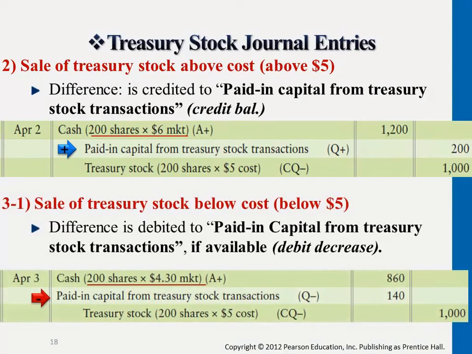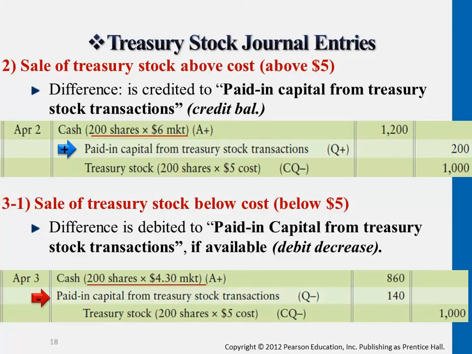Now the third case here, if we sell it below the cost. In this case, if it's below $5, this is an example that we sell it at, say, $4.30. It could be any price below the cost. And the difference is the 70 cents for each share times the number of shares that we're issuing back to the market, again, 200. Altogether becomes paid-in capital from treasury stock transactions again for the debit side.